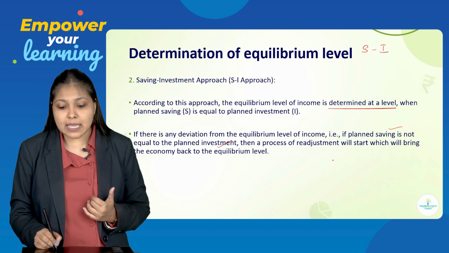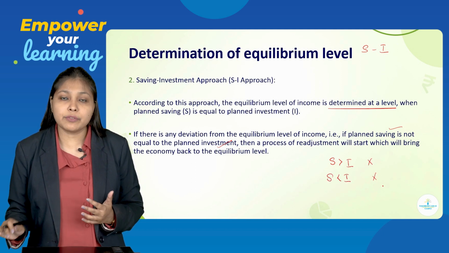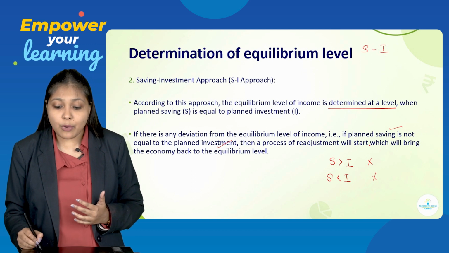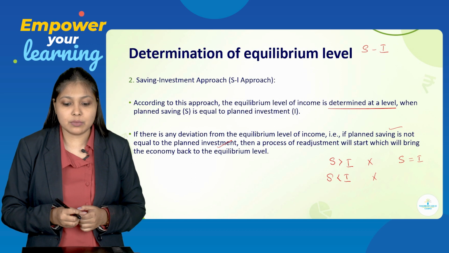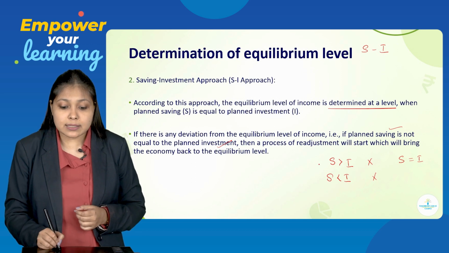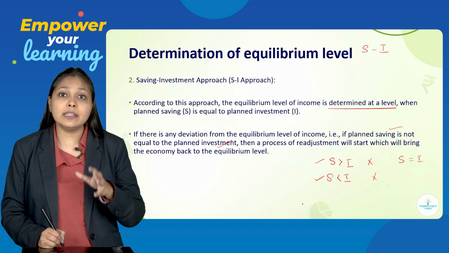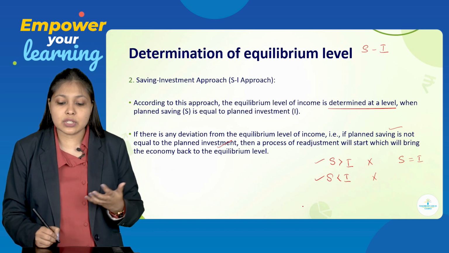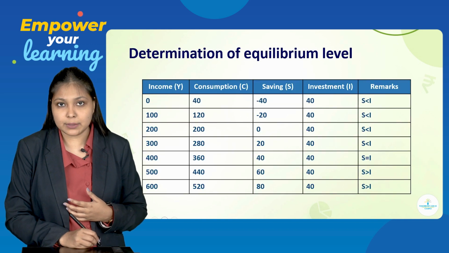the process of readjustment in the economy will start in order to bring back the situation to the equilibrium level. That means if saving is more than investment, or if saving is less than investment, I don't want either condition in the economy. I always want my saving to be equal to investment. And if at all these situations prevail in the economy, we will have to find out the solution and do the readjustments in order to reach the equilibrium state.